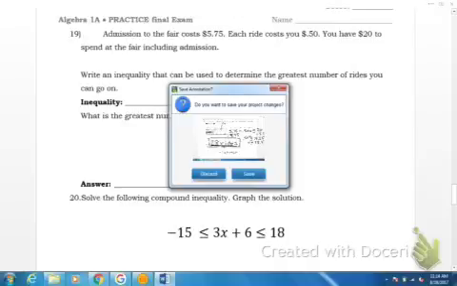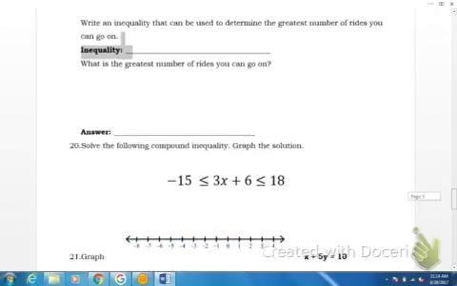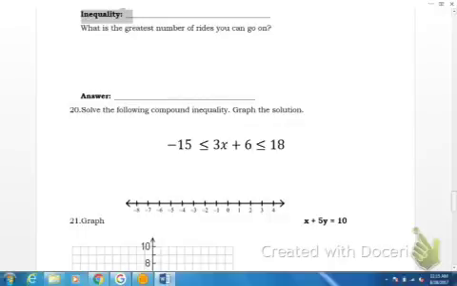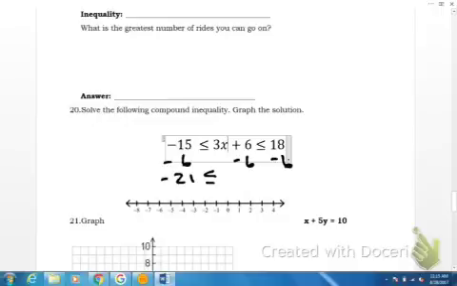And then number 20, the x starts out in the middle. We're just going to leave it in the middle. We could split it into two completely different things, but maybe the simplest way, just think of, I want to get the x by itself, so I need to subtract this 6, and I'm going to do it also over here and over here, and then I can just get it all done at the same time. So then I have negative 21 is less than or equal to 3x less than or equal to 12. And then when we divide all that by 3, we have negative 7 less than or equal to x less than or equal to 4.